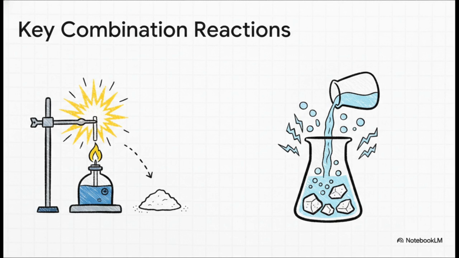Second, adding quicklime or calcium oxide to water. This thing reacts like crazy. It hisses and it lets off a ton of heat. The beaker gets really hot. That's a classic exothermic reaction.